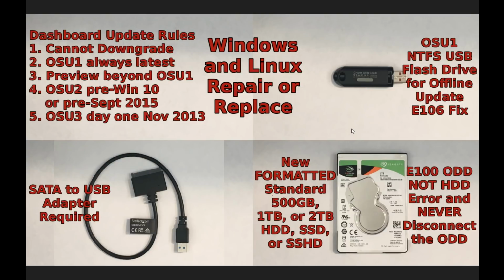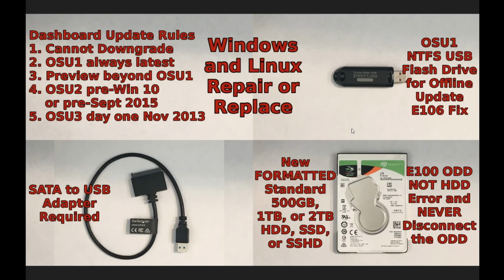Two, OSU1, when you download it, is always the latest version of the dashboard. Now there's one exception to that, and that's number 3: the preview dashboard is beyond the OSU1 download. So if you're in the Xbox One preview dashboard program and something goes wrong with your hard drive, you can't just download the latest OSU1 and expect it to work.